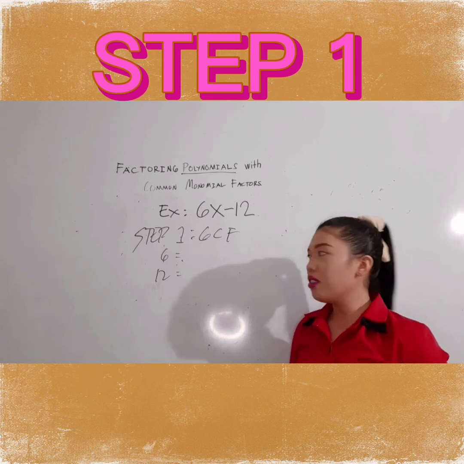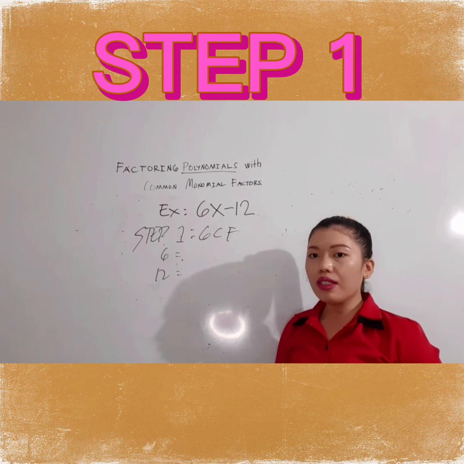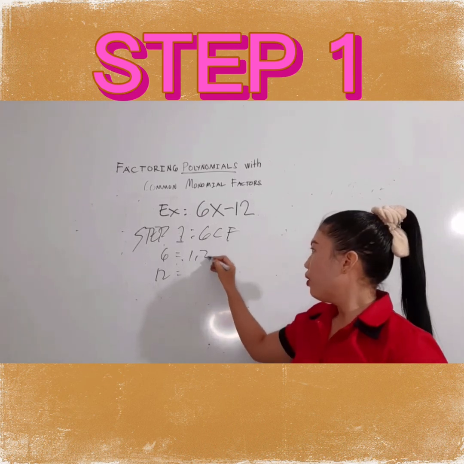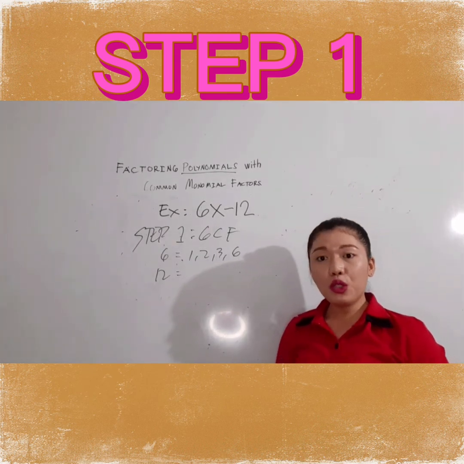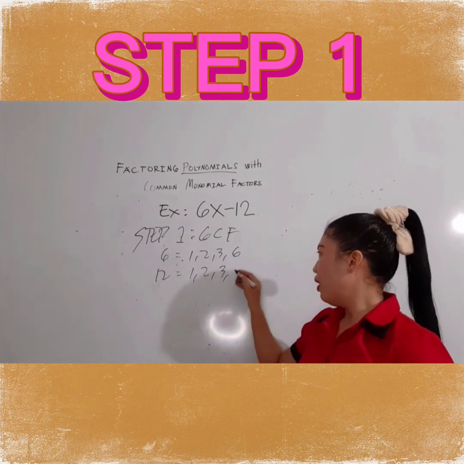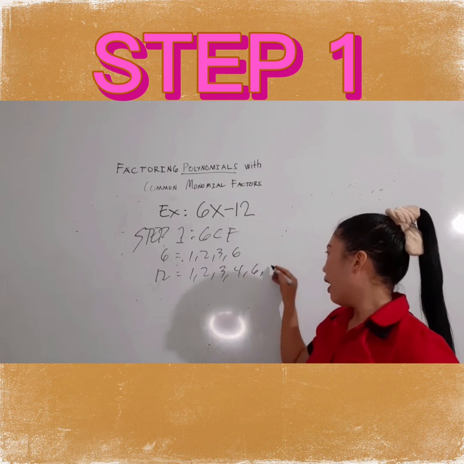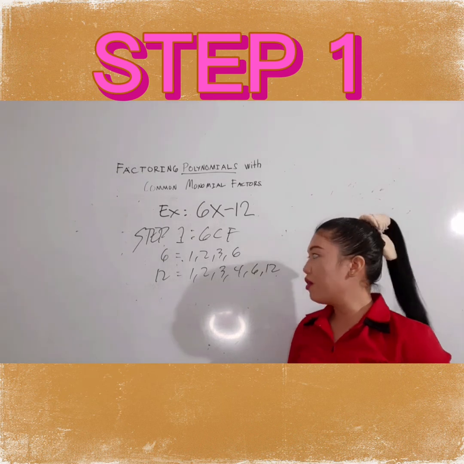So first is the number 6. What are the multiples of 6? Very good. That is 1, 2, 3, and 6. How about the number 12? Very good. That is 1, 2, 3, 4, 6, and 12. Now, what are the common factors of 6 and 12?